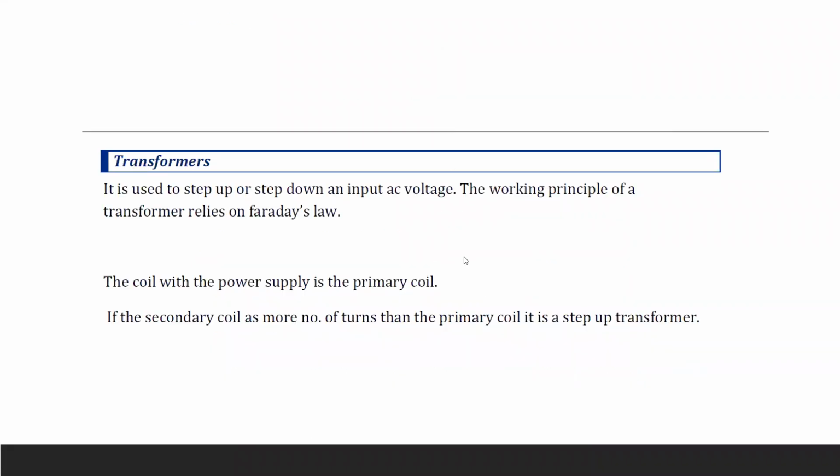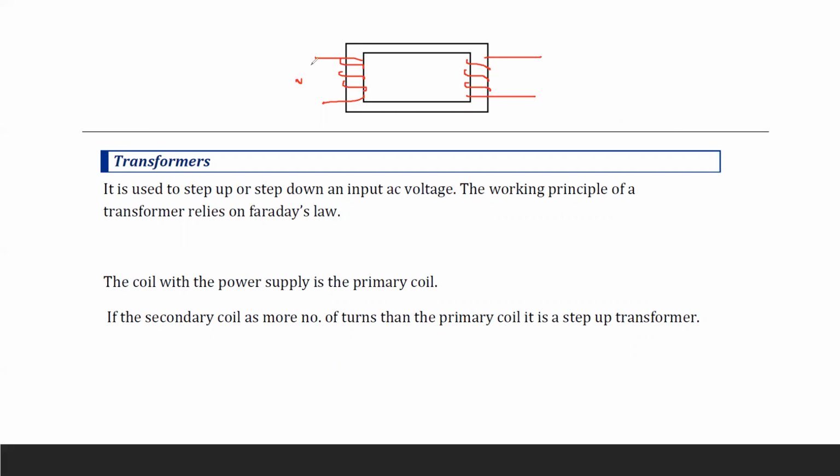Then the last topic, it's the transformer. Basically, a transformer consists of a soft iron core. The wire is turned around on this soft iron core. The coil where we connect a supply, that's called the primary coil. And where there is no supply, that's known as the secondary coil.